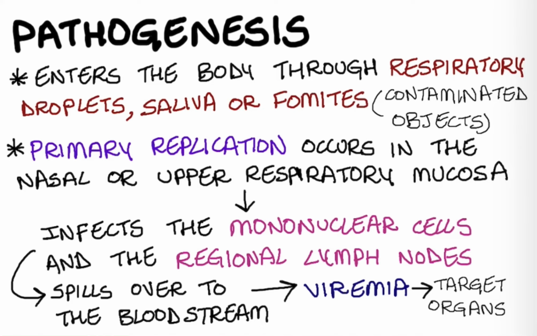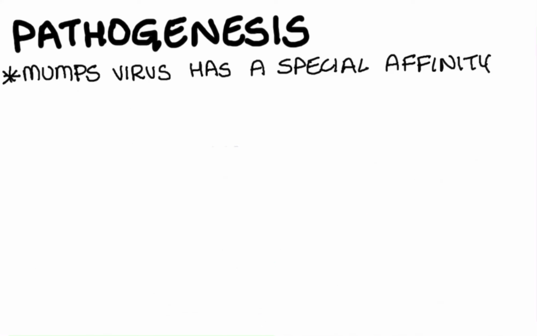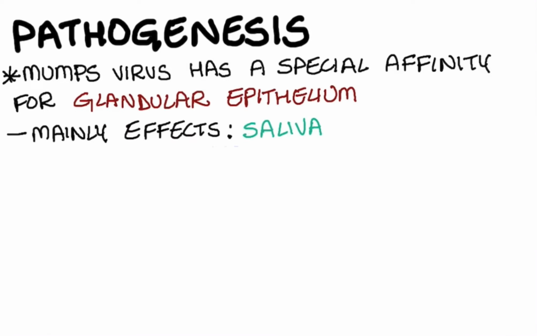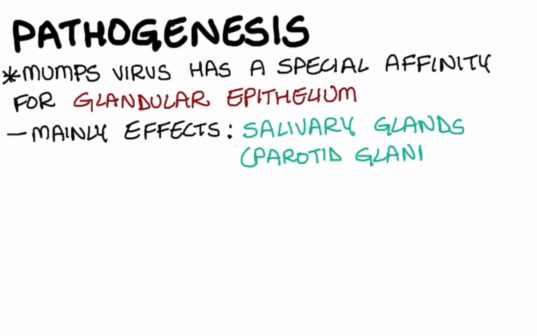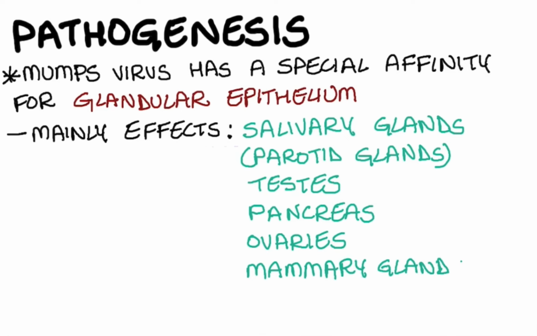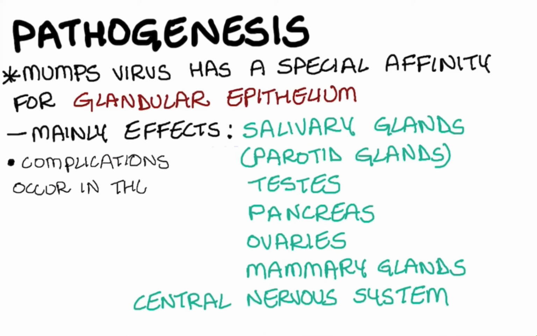One important point to note is that the mumps virus has a special affinity for glandular epithelium. So, it mainly affects the salivary glands, especially the parotid glands, testes, pancreas, ovaries, mammary glands, and central nervous system. And this explains why complications occur in these organs.